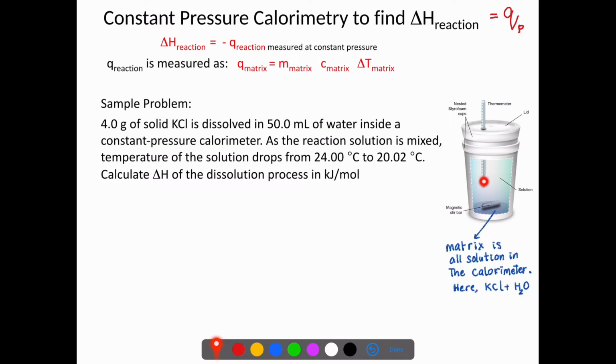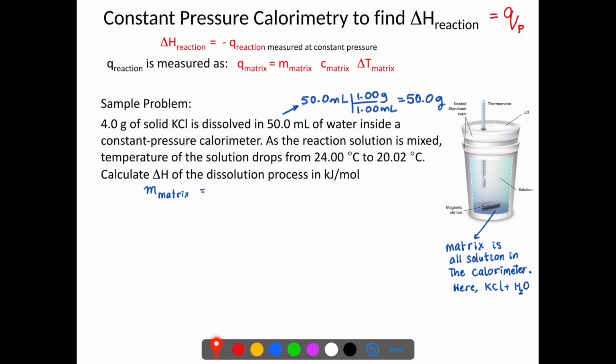We're also going to call this solution matrix. Matrix basically means all the solution that is there in this calorimeter. And for this problem, it's basically the solid KCl dissolved in water. So first, let's get the mass of this matrix. It's going to be mass of the KCl plus mass of water.